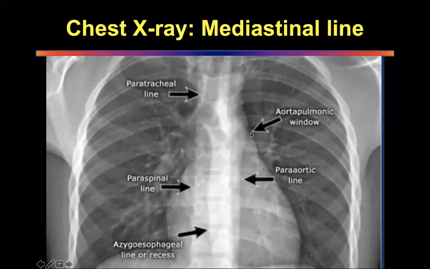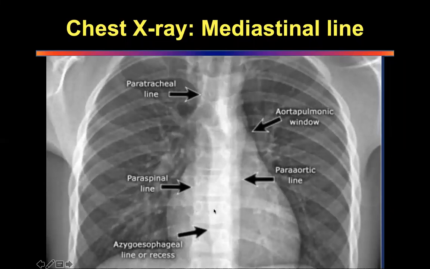And here lies the aortopulmonary window. So whenever you look at a chest X-ray, look at these areas because this is where you will miss pathology, particularly in this area. So if you don't see this line being highlighted, something is wrong, okay?